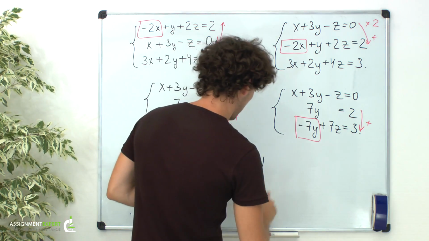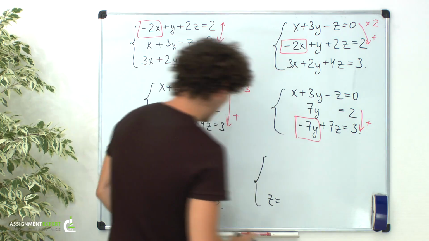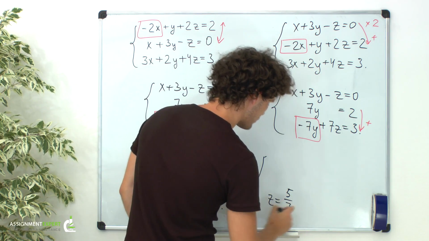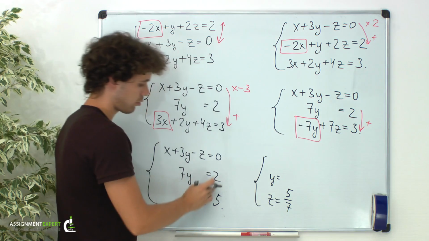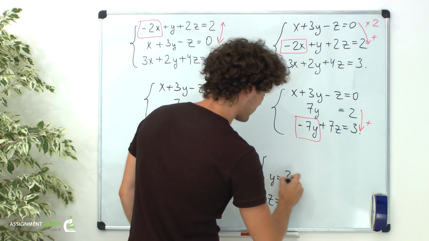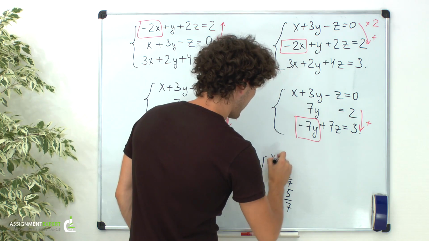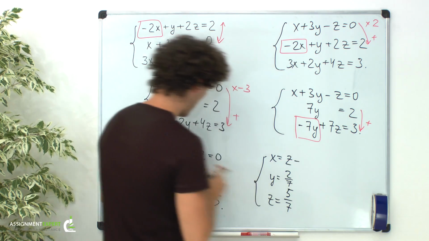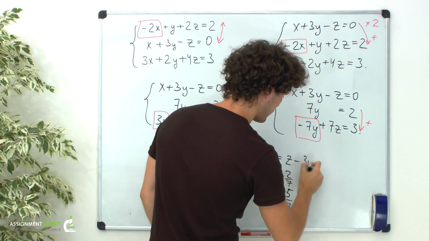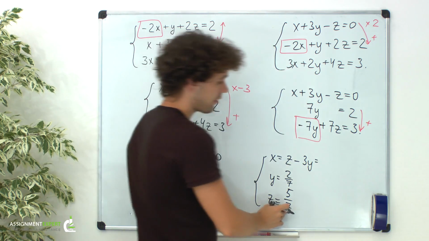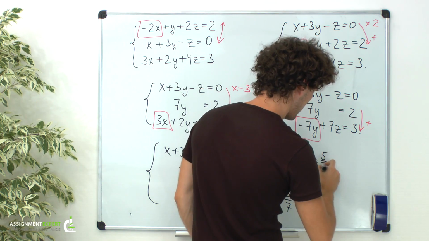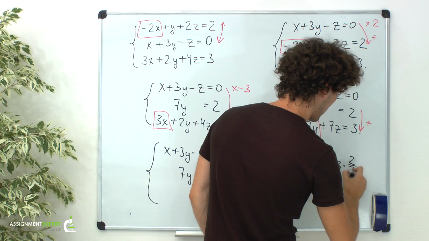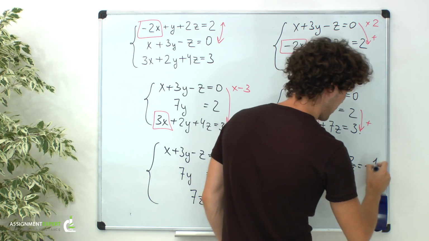Let's begin with z. z equals 5/7. y equals 2/7. And from the first equation, x equals z minus 3y, which is in our case 5/7 minus 3 times 2/7, and equals -1/7.